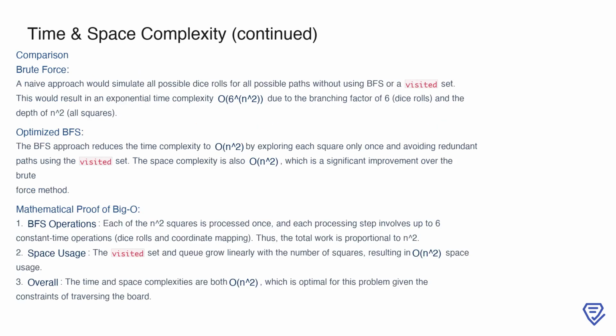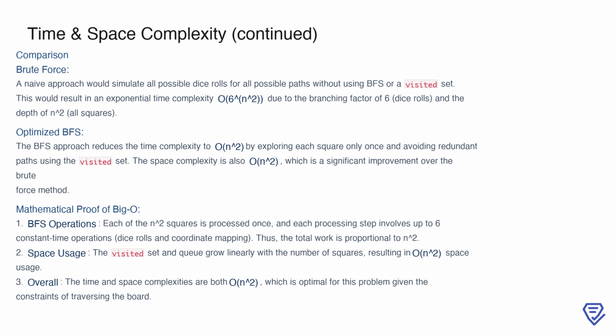By comparing our optimized BFS solution to a brute force approach, we can see a significant improvement in efficiency. A naive brute force method would involve simulating all possible dice rolls for every path across the board. Without using BFS or a visited set to prune redundant paths, this would result in an exponential time complexity of 6 to the power n squared, due to the branching factor of 6 dice rolls and the depth of n squared squares.